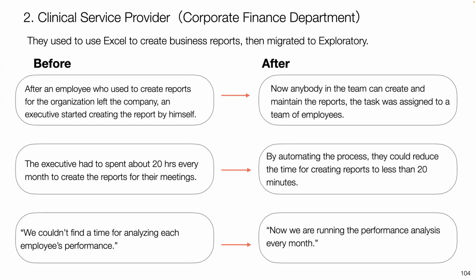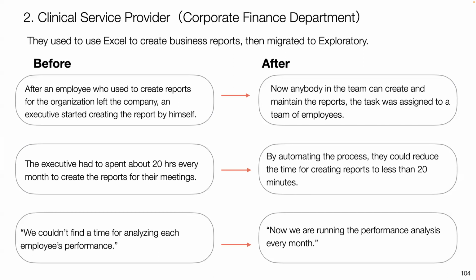Because of the UI, it's much easier for anybody to understand and create the reports. So now that report creation task was assigned to a group of people. Okay, so the next time somebody leaves the company, they will have backups, right? Another thing is that that poor executive had to spend about 20 hours every month. Now, after migrating to Exploratory, they're spending 20 minutes creating the same kind of report. So 20 hours to 20 minutes. That's again a huge reduction of time and labor.